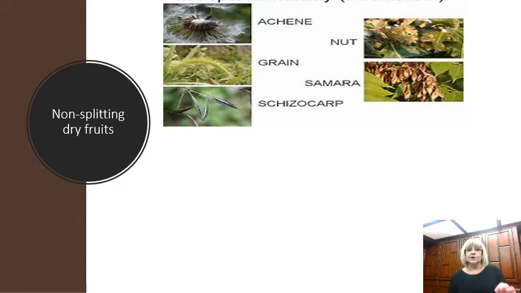And nuts are non-splitting, hard and bony fruits containing only one seed. Neighborhood examples include things like oaks, walnuts, hickories, chestnuts, and hazelnuts. When nuts occur on an oak tree, they have a special form, and they are also known as acorns. So these are all non-splitting dry fruits.